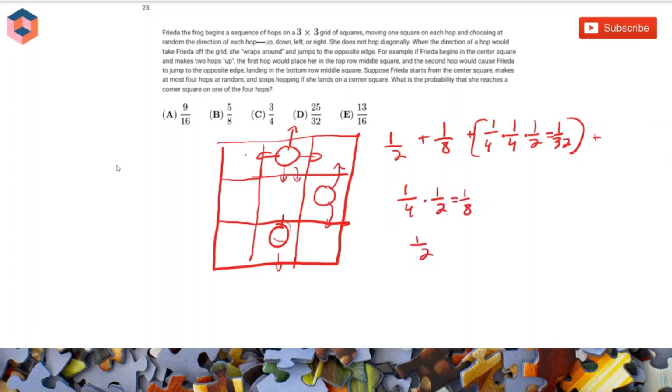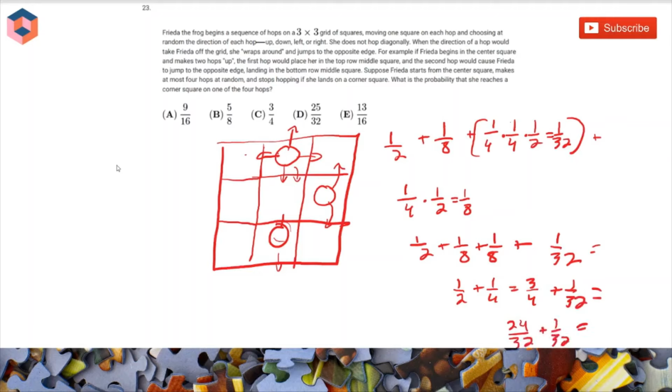So we have 1/2 plus 1/8 plus 1/8 plus 1/32. Now this is 1/2 plus 1/4, which is 3/4, and adding 1/32 to that gives us 24/32 plus 1/32, or 25/32. This is definitely one of the easier number 23s on the AMC 10 test.